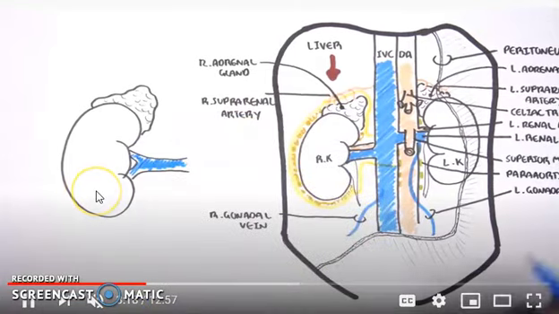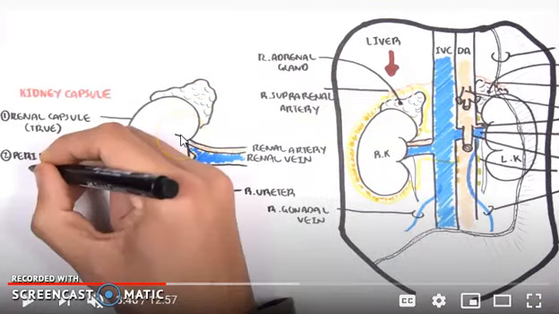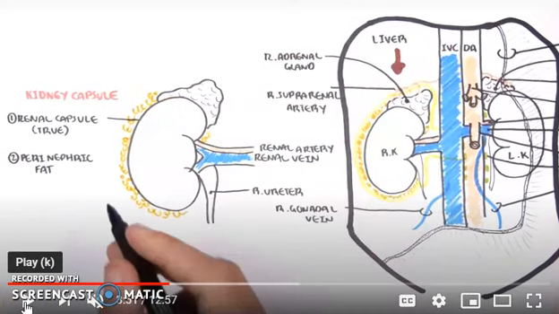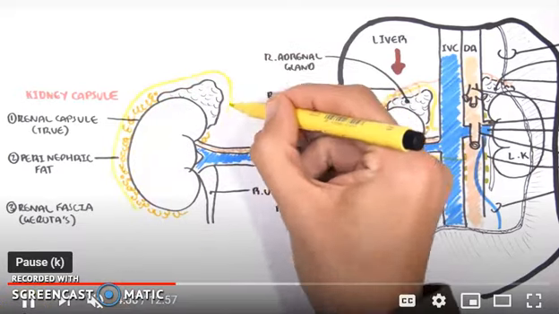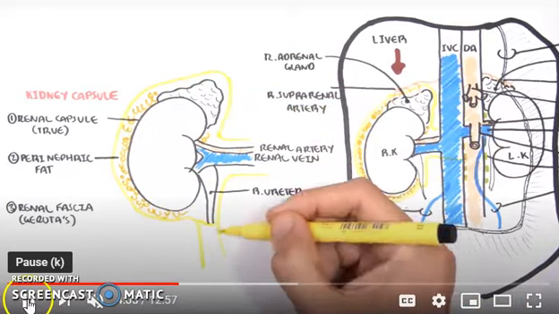You can draw this diagram which shows the kidney, the adrenal. The second layer is the perinephric fat. This perinephric fat is lying between the renal capsule as well as the Gerota's fascia. The third layer is the renal fascia, which is also called the Gerota's fascia.